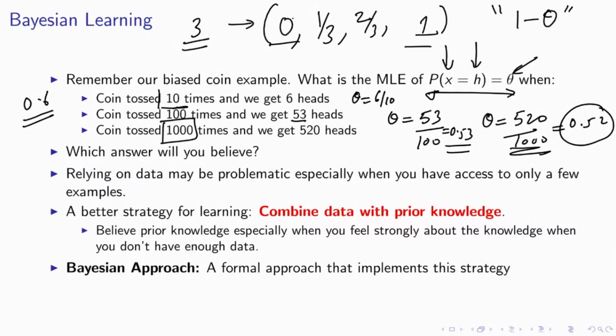I cannot believe any of these probabilities, right? Because the number of times I've done the experiments is very, very small, okay? Therefore, relying on data alone is not a good idea. So what we want to do in practice is come up with a better strategy for learning, which combines data with prior knowledge, okay?